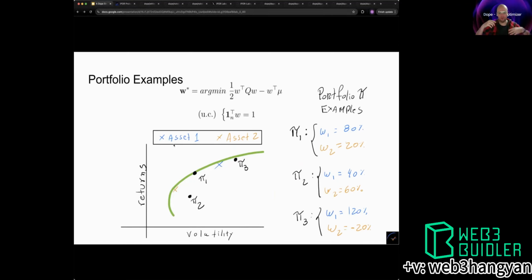Let's say you have Compound and Aave pools on USDC. Only those two pools are your universe. But still you need to decide, do you put it on Compound or Aave? Is it 100% of one? What's the trade-off you want to make?